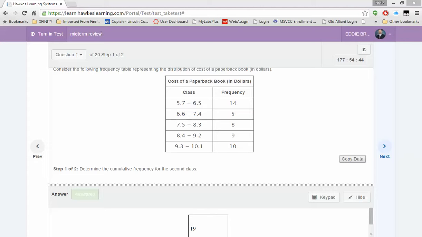Hello everyone, this is Eddie Britt, and I am going to work through a midterm review for you to get you ready for your midterm. Your proctored midterm will be very similar to this. It's going to be 20 questions. They'll be in a different order, but I've now assigned this thing called midterm review. It's this exact same test.